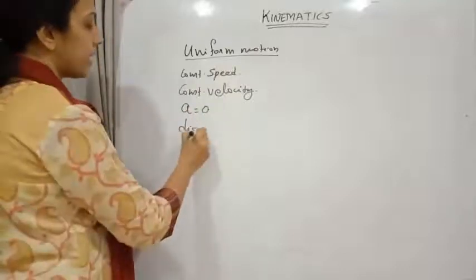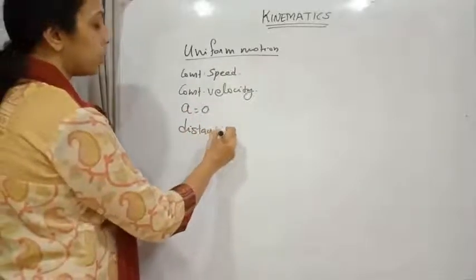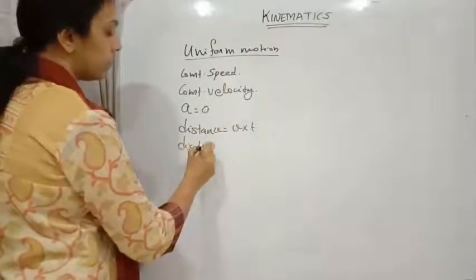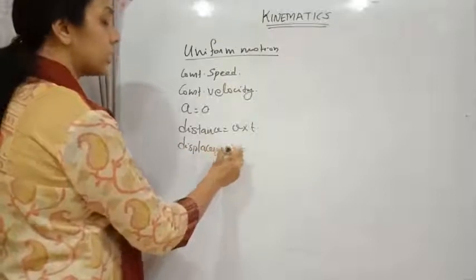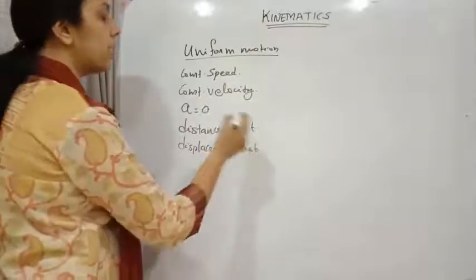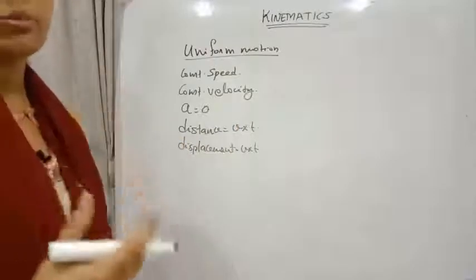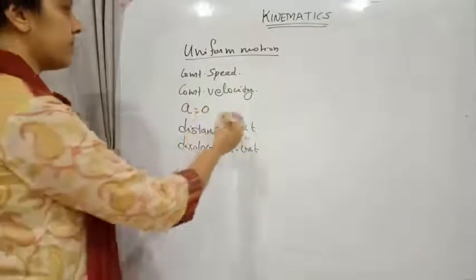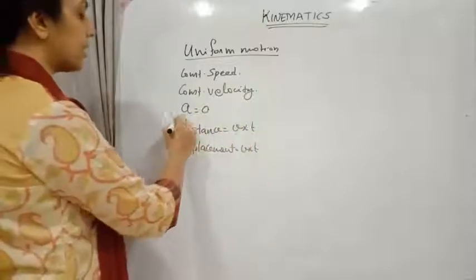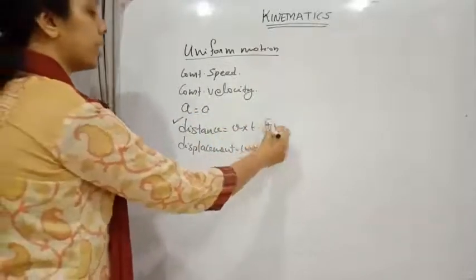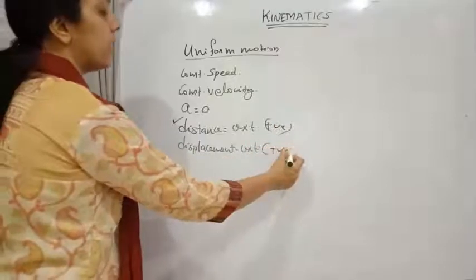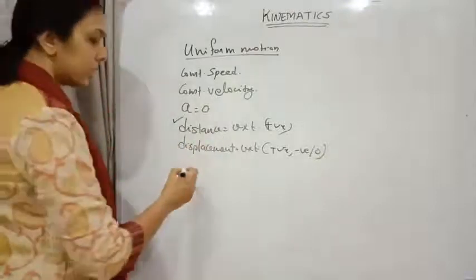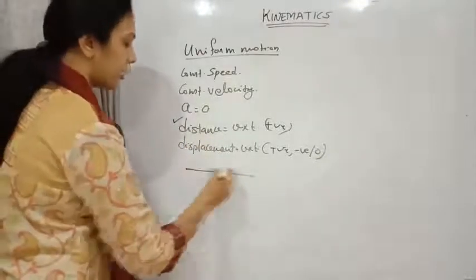Distance, how we can find out? Distance will be equal to velocity into time. Displacement will also be velocity into time only. But see, velocity can be either positive or negative or 0, but in the case of speed into time, when we are considering distance, it will always be a positive quantity only.